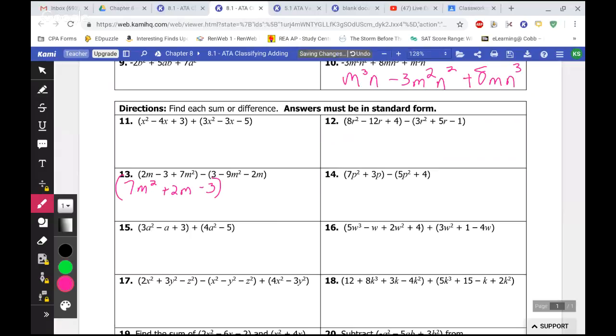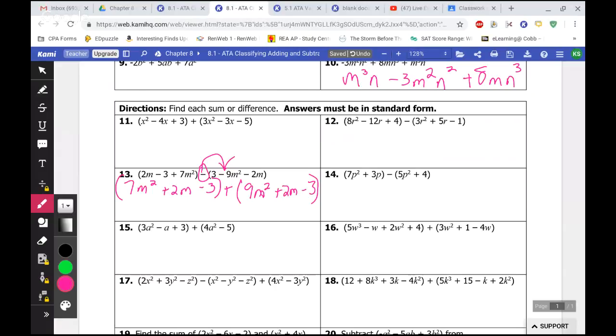And now what I'm going to do is distribute this minus to everything inside this parentheses, which means this will then change to a plus as I distribute. So I have a minus 9m squared. So that's going to make that a positive 9m squared. Then I'll have a minus 2m. So that's going to make that a plus 2m. And then a minus 3.